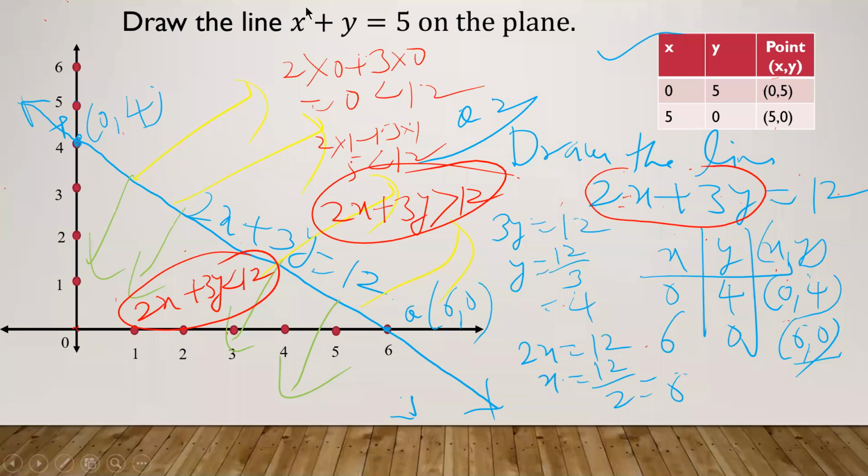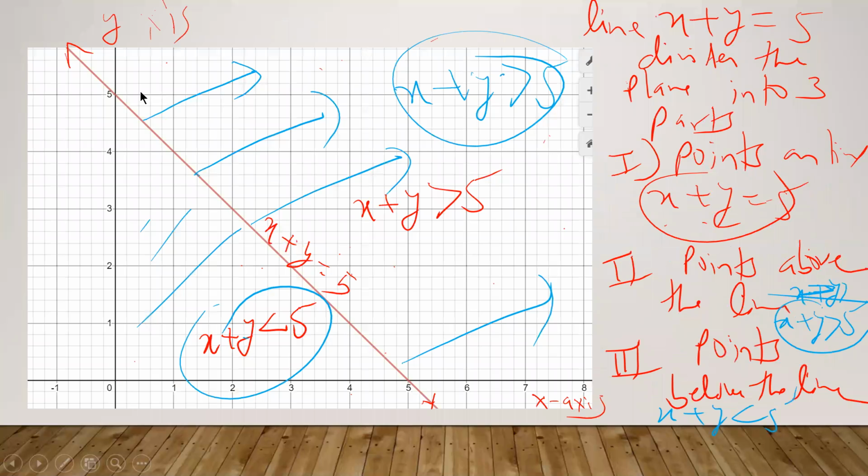So when I give x equal to 0 here, I'll get y equal to 5. When I give y equal to 0, I'll get x equal to 5. So in this way, I have got 2 points, (0, 5) and (5, 0). These 2 points I have plotted here on the graph paper. This is the point (0, 5) and this is the point (5, 0). Now you have to join these 2 points and you will get a line. The equation of this line is x plus y equal to 5.